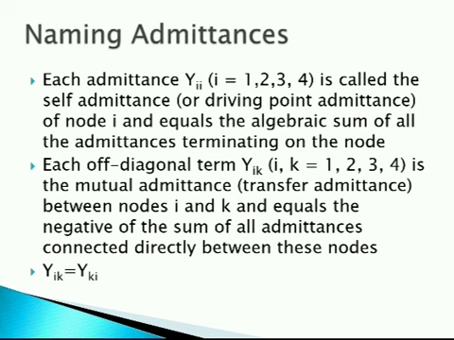These kinds of admittances are not the self admittance, but they are called the mutual or transfer admittance, and they are connected between node i and node k, and it is equal to the negative of the sum of all admittances connected directly between these two nodes. So let us say that we have two buses, bus 1 and bus 2. Y12 is the negative of the sum of all admittances connected between bus 1 and bus 2.